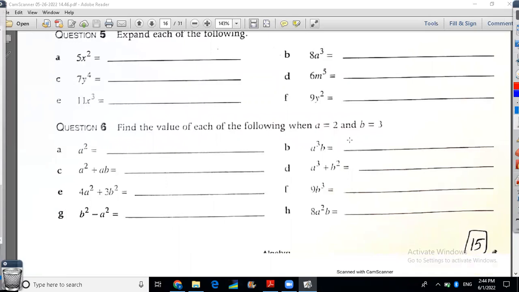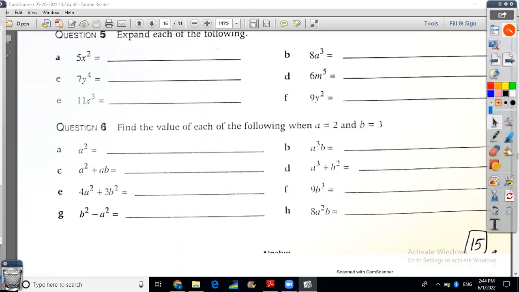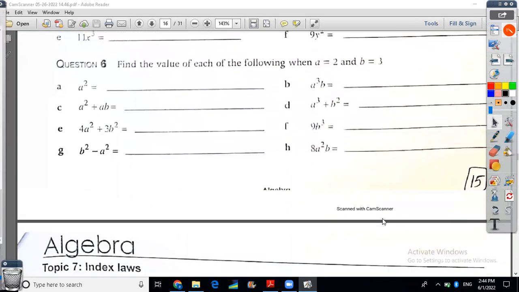Here, substitution, we did it in the previous pages. We're going to remove a and put 2, remove b and put 3, and remember that there are powers here. Let's continue.